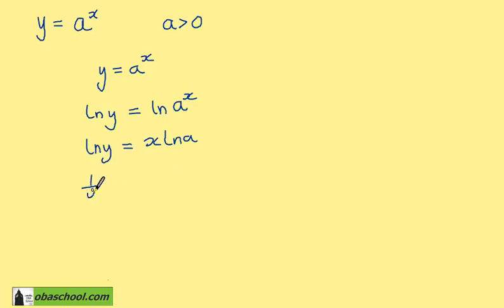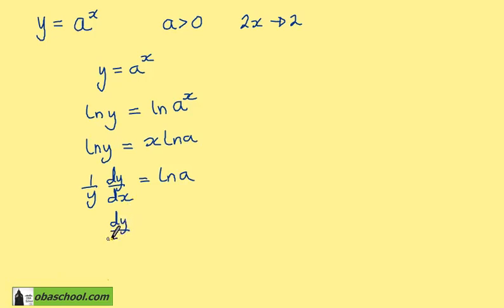This becomes 1 over y dy dx. This side just becomes ln a. Remember, ln a is just a number. If we differentiate 2x, we get 2. So x ln a will just become ln a.